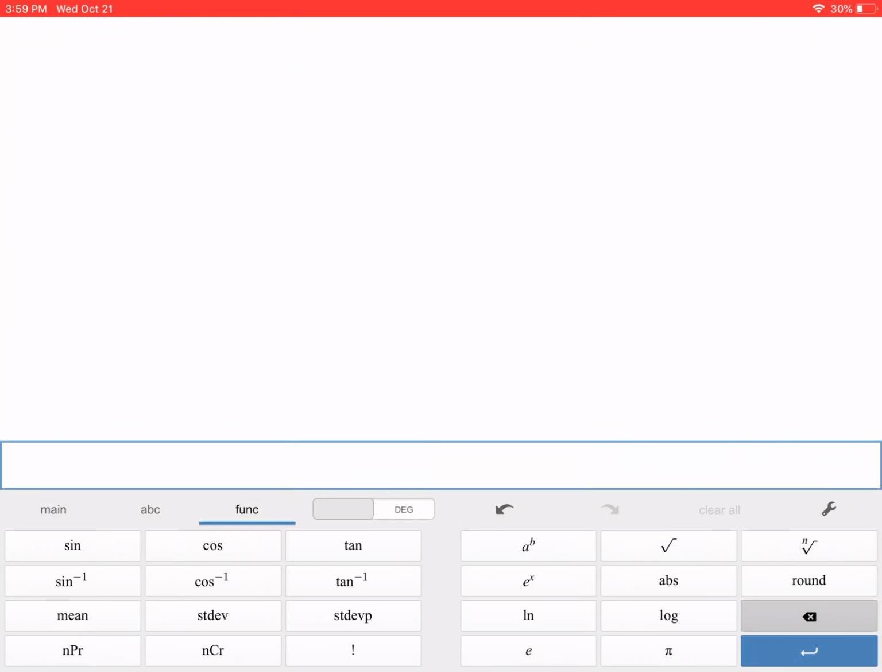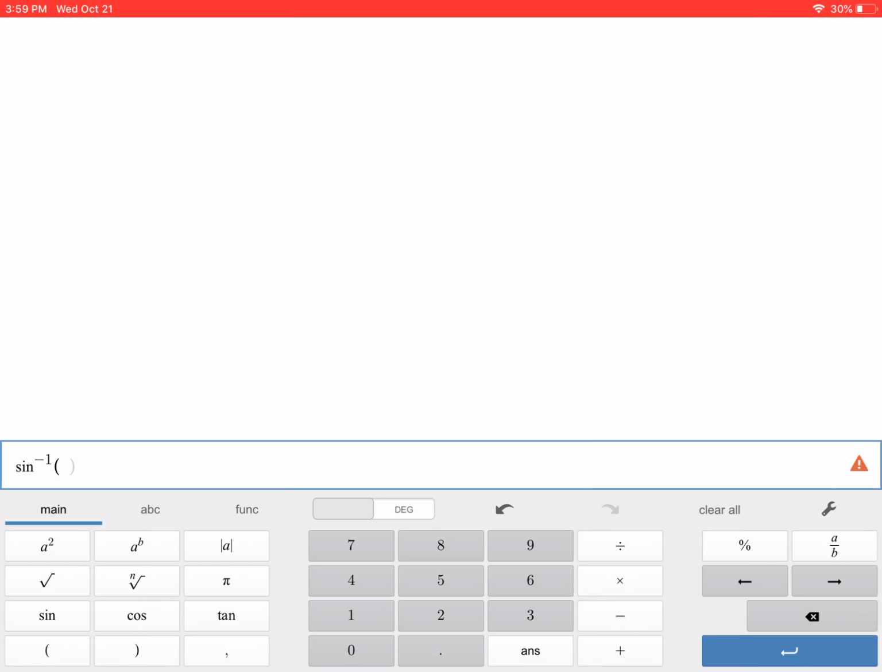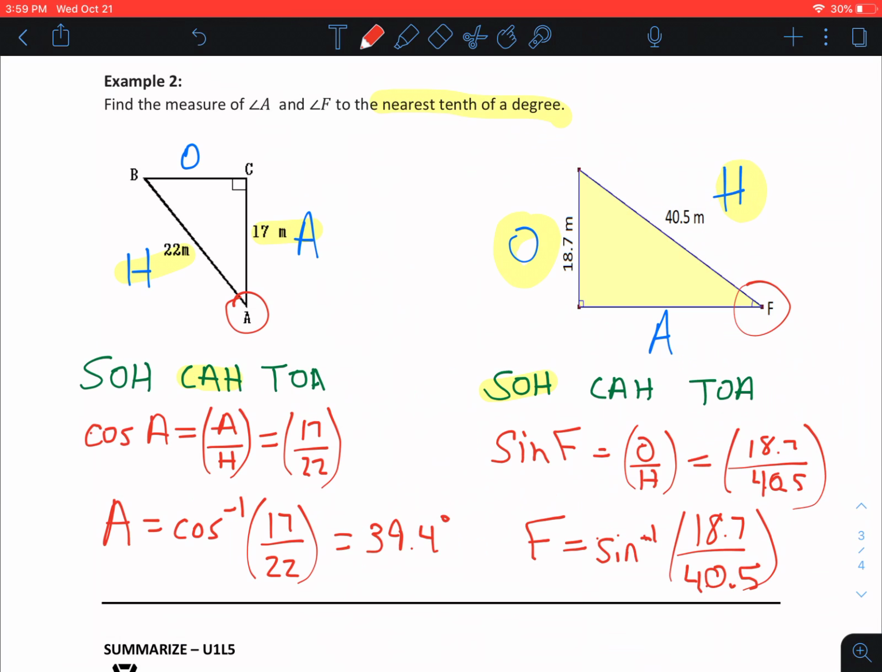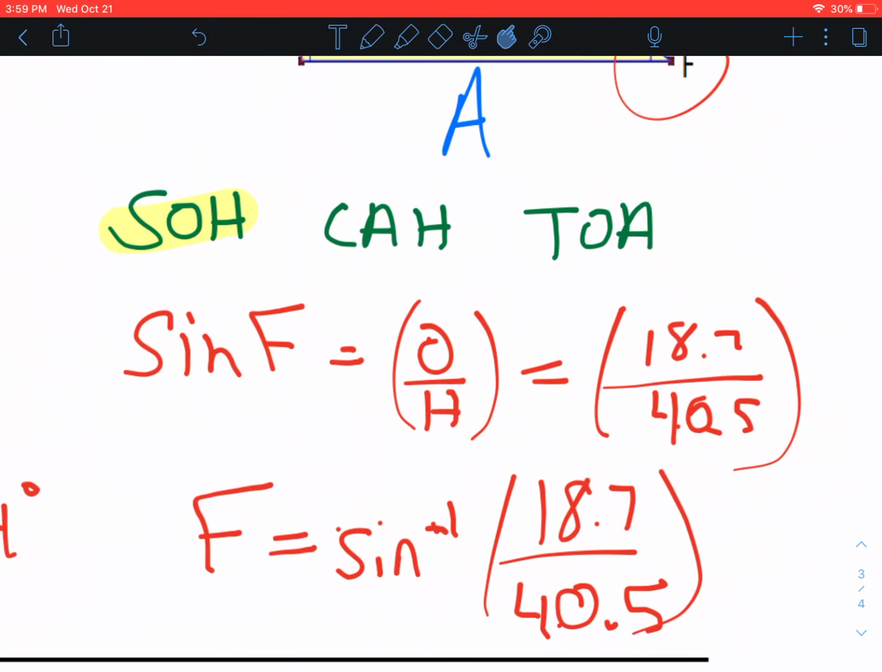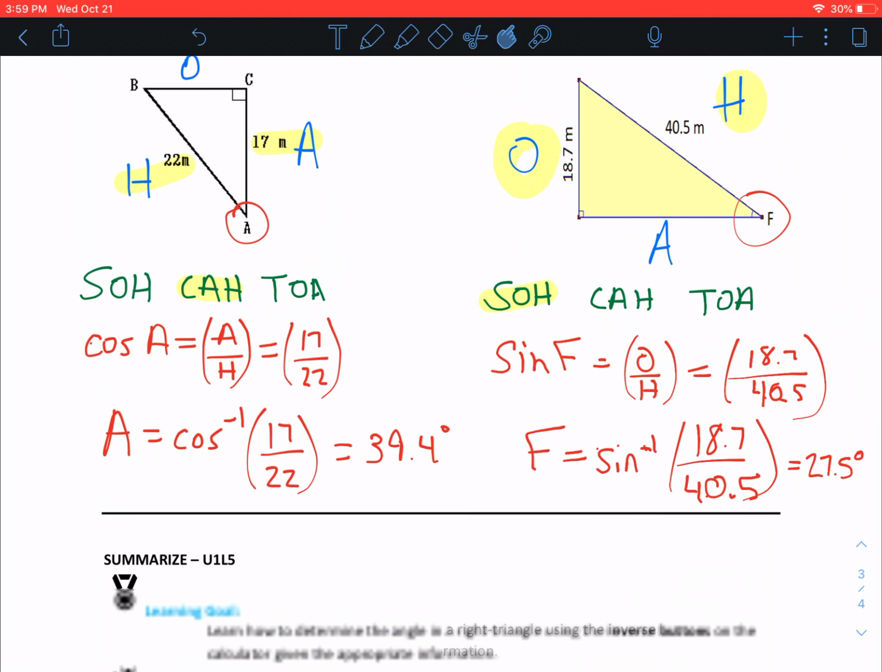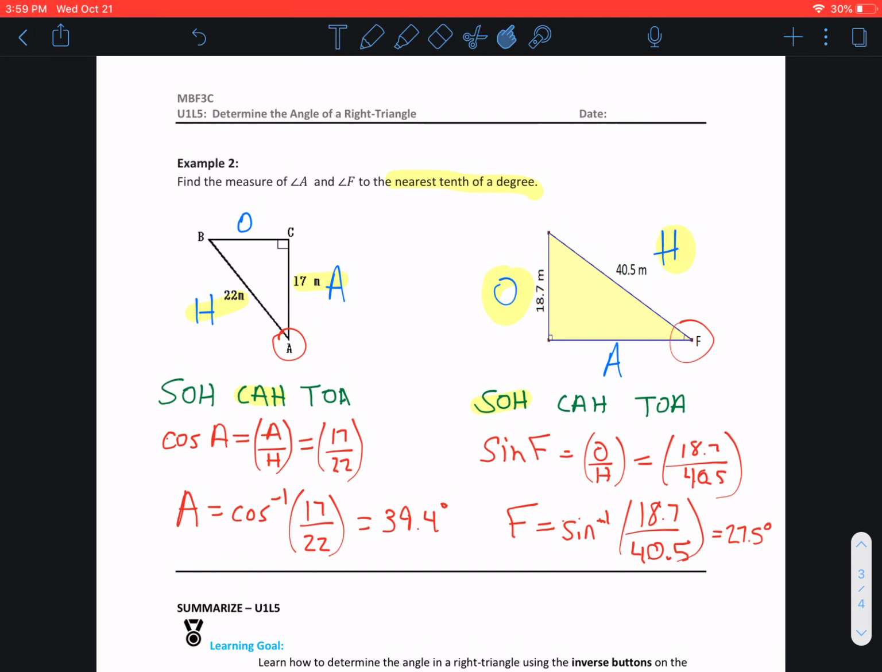I'm going to hit the function button, hit the inverse sine function, hit the main button to bring back up the number pad, and then I'm going to type in 18.7 divided by 40.5, and that's going to give us 27.5 if we round to the nearest tenth. Okay, so this is going to equal 27.5 degrees. Okay, so that's how you use the inverse trig functions to solve for angles in right triangles.